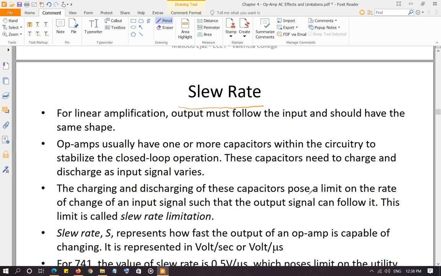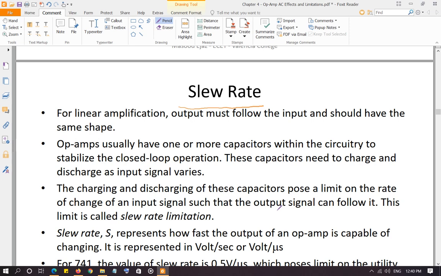Now, when they charge and discharge, they pose a limit on how fast the input signal should change, such that this charging and discharging happens in a fashion that the output signal can follow the input signal. So the shape will not change. Remember, the charging and discharging of these capacitors, whether they are inside the circuit or outside the circuit, we need to consider that time, the charging and discharging time, such that the output should follow the input.